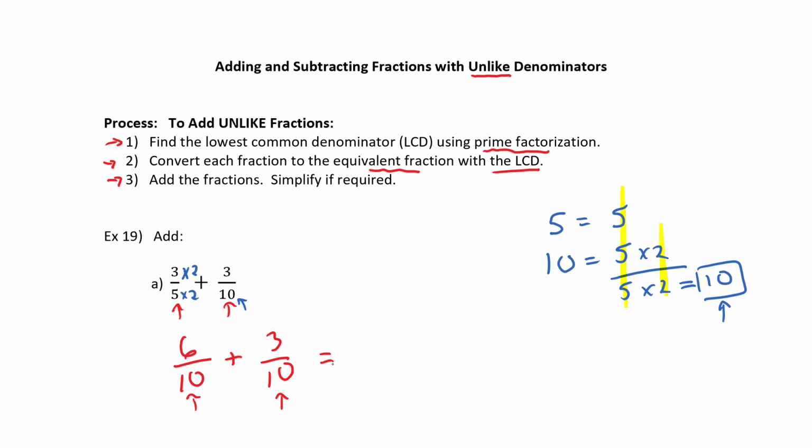So we just follow what we learned last time. The denominator remains the same, and we do the math associated with the numerators. In this case, 6 plus 3. And this is going to be 9 over 10. Always ask yourself, can we simplify this more? Is there a common whole number that can come out of 9 and come out of 10? The answer is no. So therefore, this is the final answer.